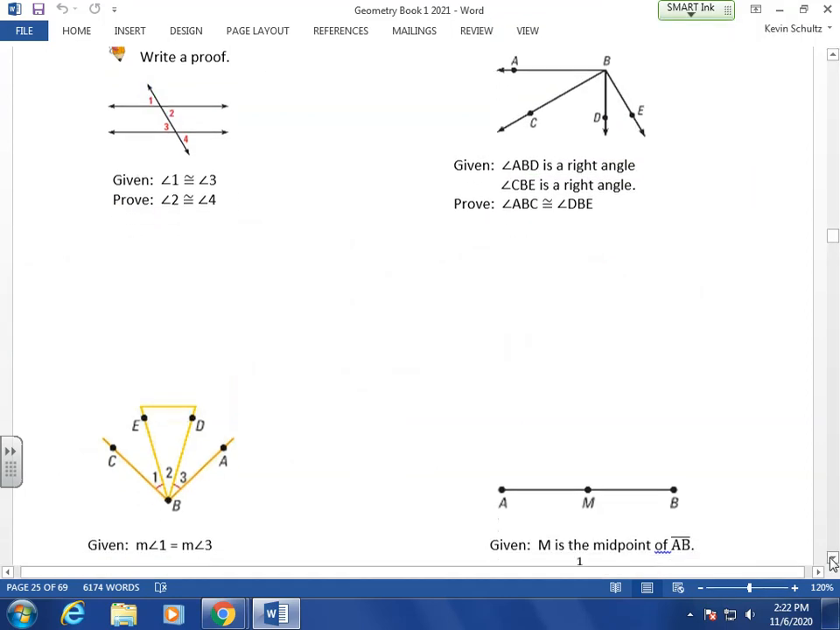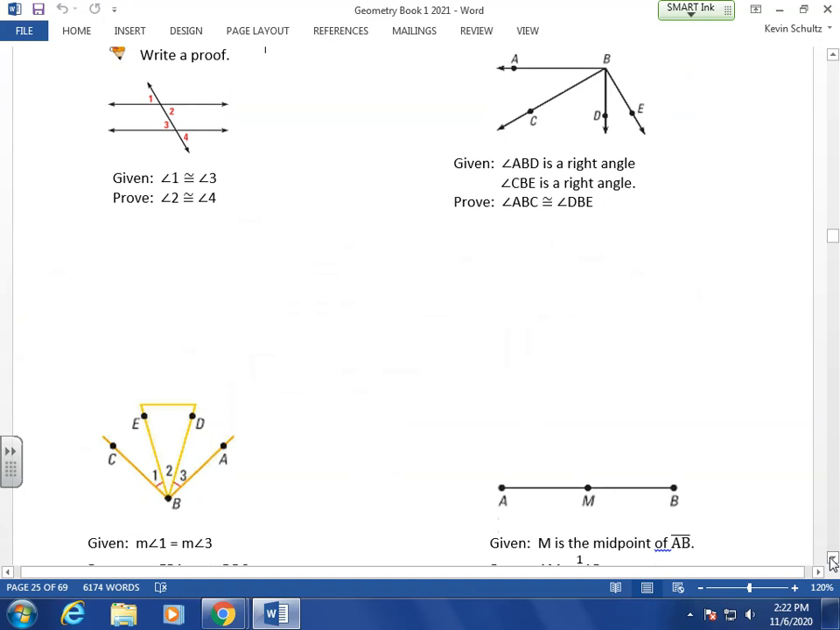The next one. It says angle ABD is a right angle. So locate ABD, okay, from point A over to point B and down to point D. And it says CBE is a right angle. So from point C up to point B, down to point E. And our job is to prove that angle ABC is congruent to angle DBE. And ABC is kind of this, from A to B to C, this angle there. DBE is this one over here on the right side.